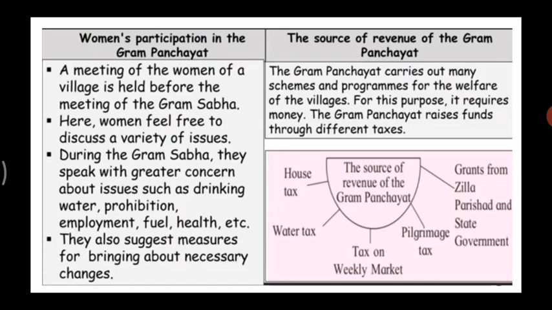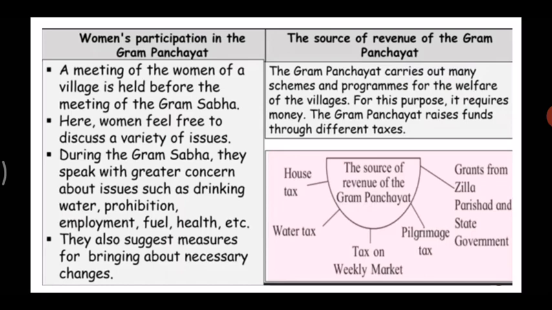Next is the source of revenue of the Gram Panchayat. In order to carry out various functions, schemes, programs and activities of a village and to maintain the village for the welfare of the people. There are different activities, different programs or schemes in the village, right? If the panchayat has to perform any function or any occasion, the panchayat requires money.